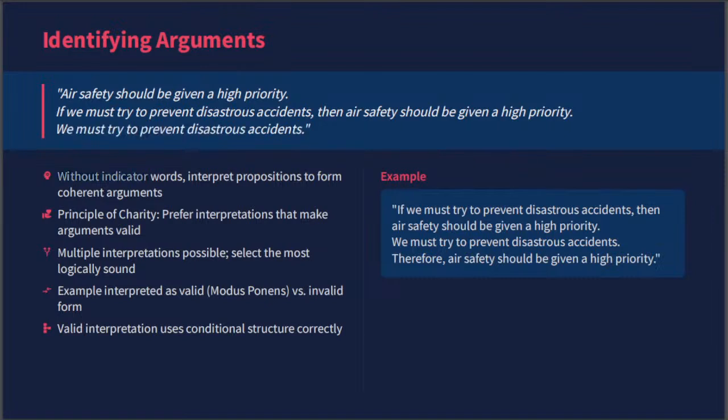So, without indicator words like therefore, if, then, well, we have an if, then here, but we don't have the indicator word of since, therefore. Those are the indicator words telling us a conclusion has been reached. Interpret propositions to form the coherent argument. So you have to interpret these propositions and restructure them so that they form a coherent argument, in the best interest of trying to give the benefit of the doubt to the one proposing that argument. It's called the principle of charity.